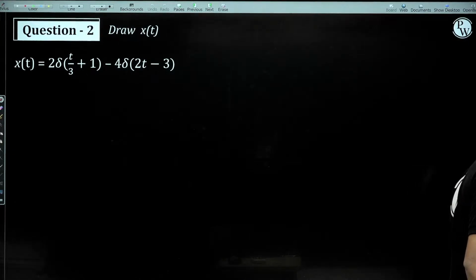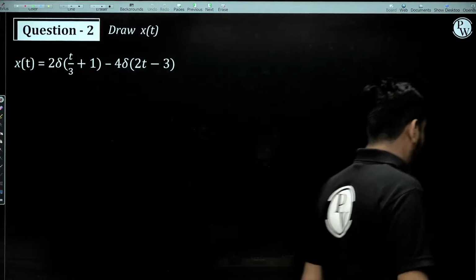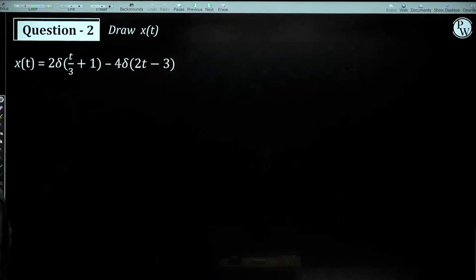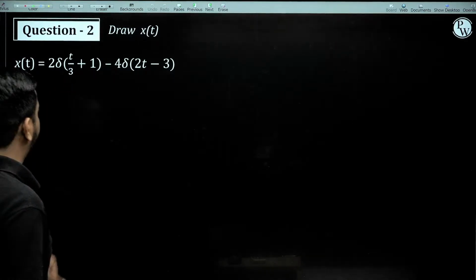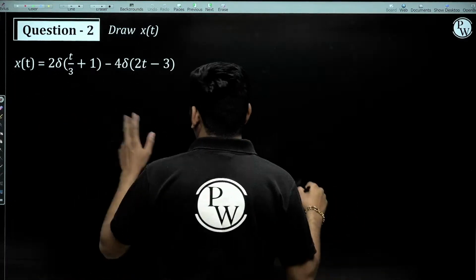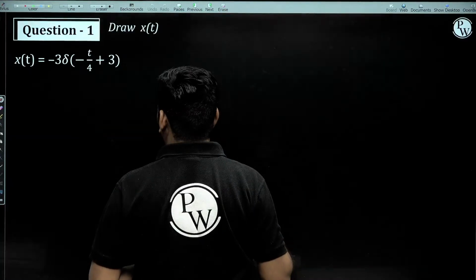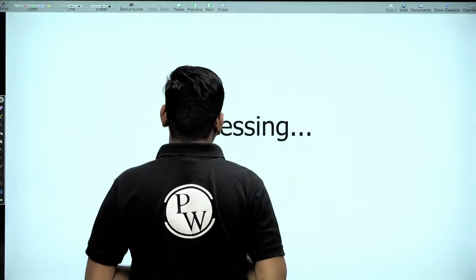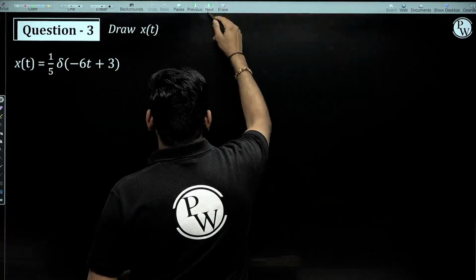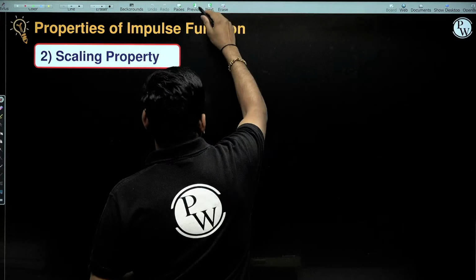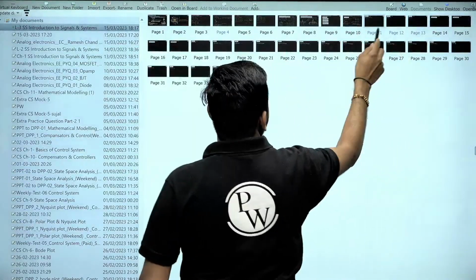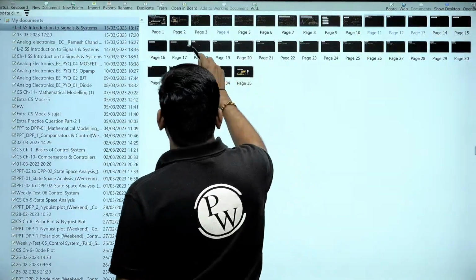So here let us solve some questions. See. So draw x of t and find the area guys. Here the scaling property you have to use. So for that, first of all we have to understand the scaling property of the impulse function.